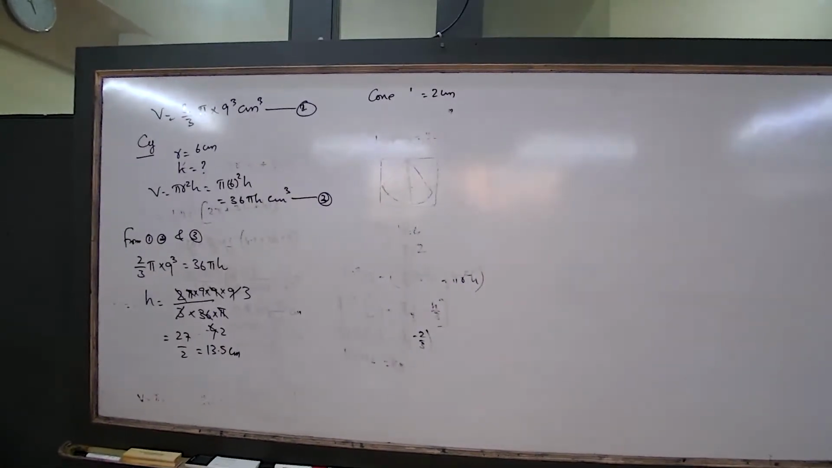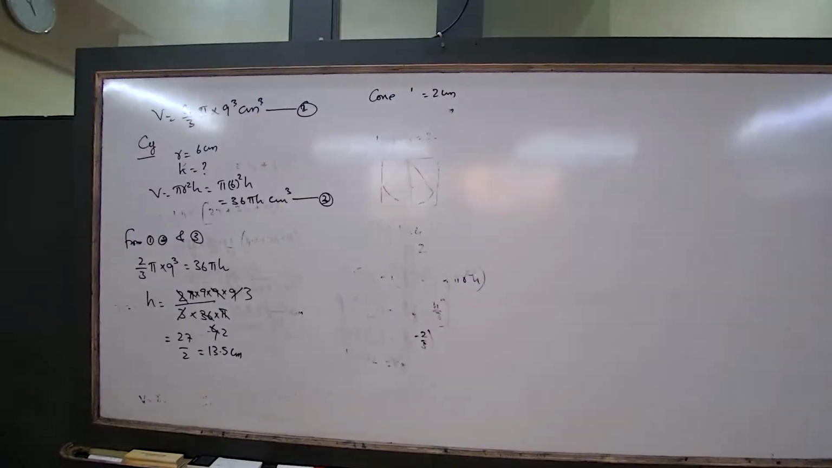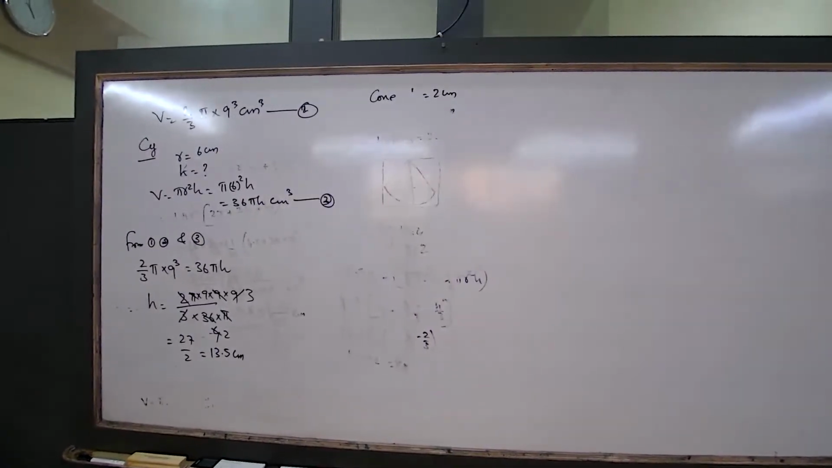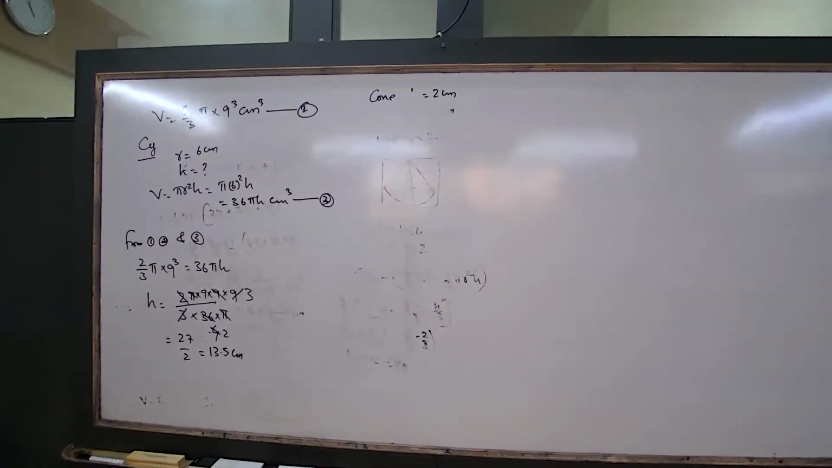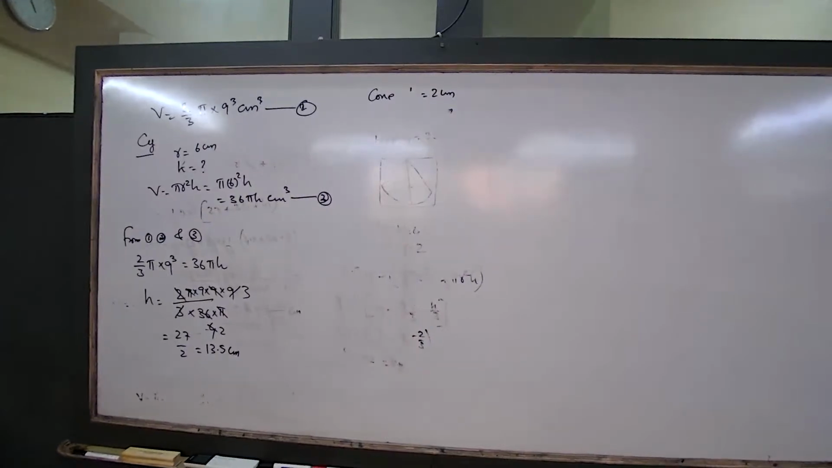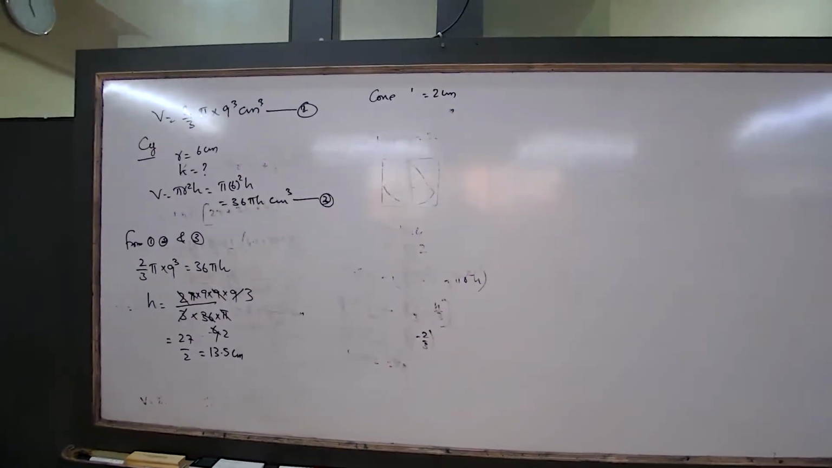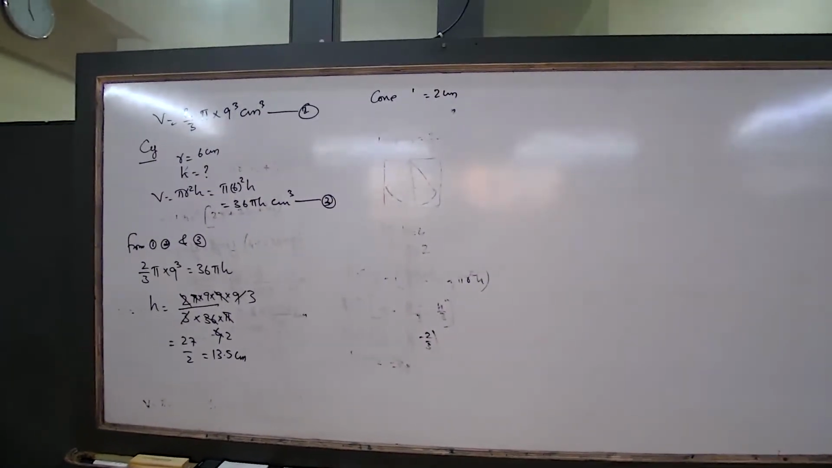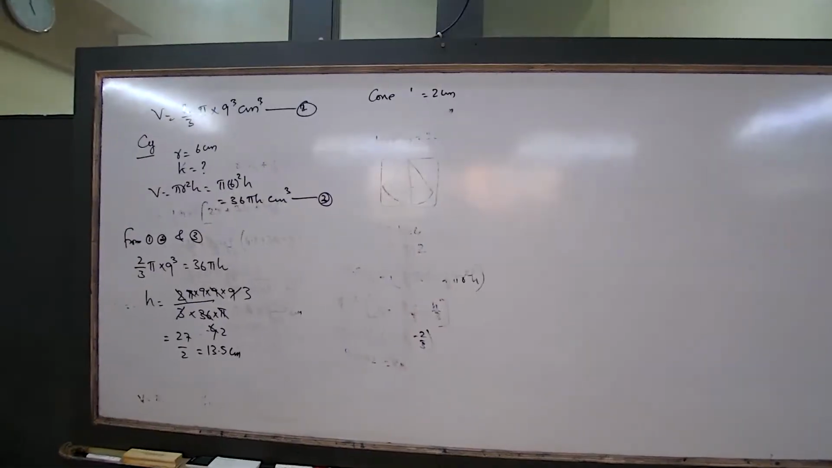Unitary form: cost of 25 pens is equal to 200 rupees. What is the cost of 1 pen? 200 divided by 25. In the same way, it will come. So that is a similar format.